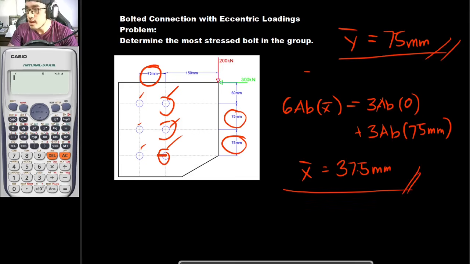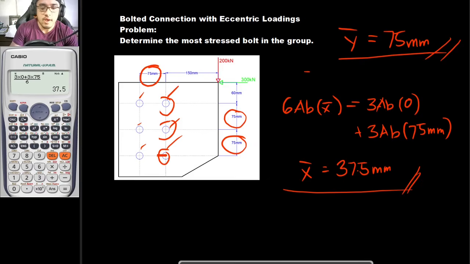To prove it, let's use the calculator. 3 times 0 plus 3 times 75, divided by 6. So this is 37.5. Do you guys follow?